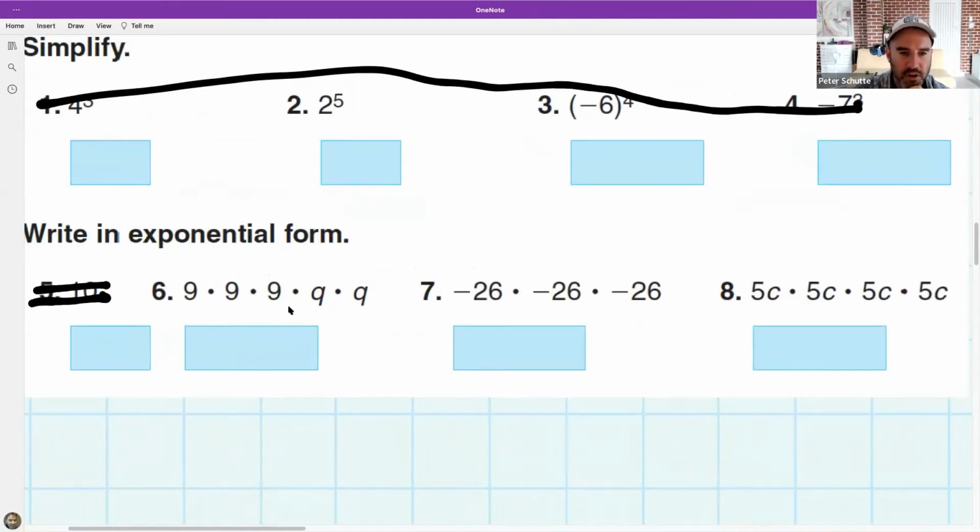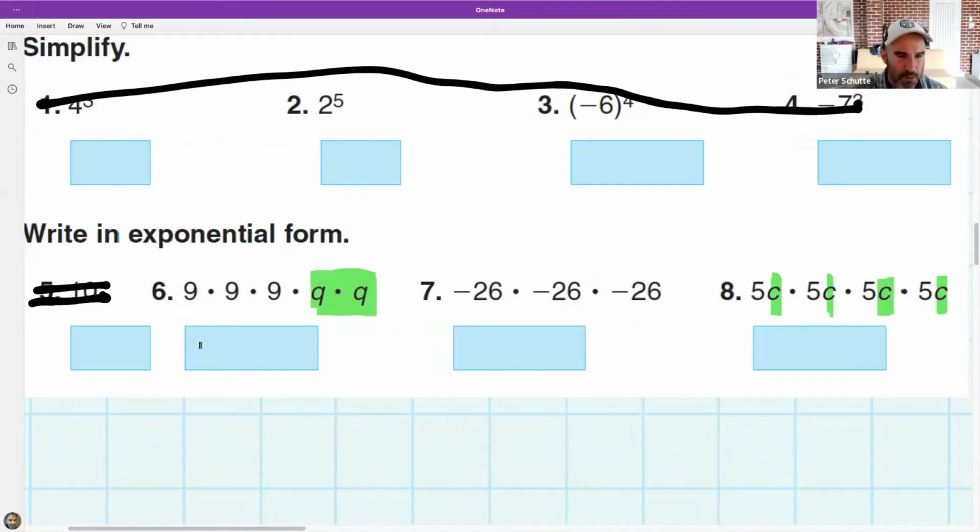And I want to draw attention to the fact that now we have something called variables. So in this question, we have Q and Q. In this one, we have C, C, C, and C. But variables are just numbers which we don't know their names. So how can you translate this from multiplication with the dots to write in exponential form? And I want to see what we can do for 6.